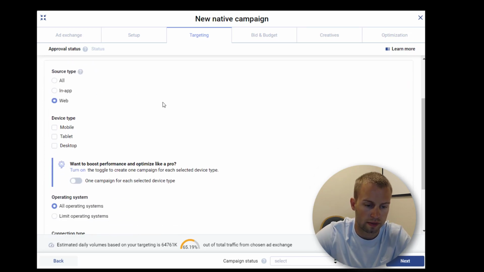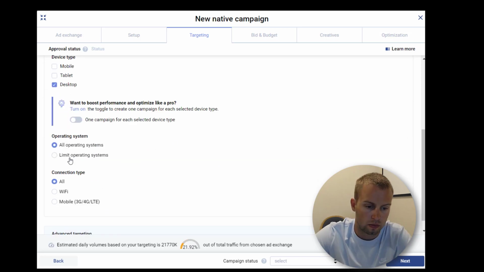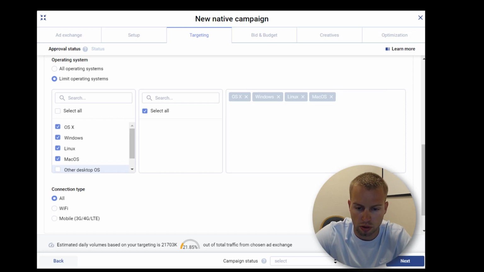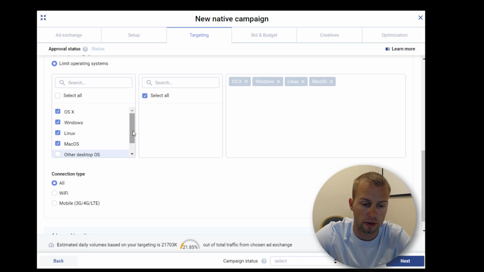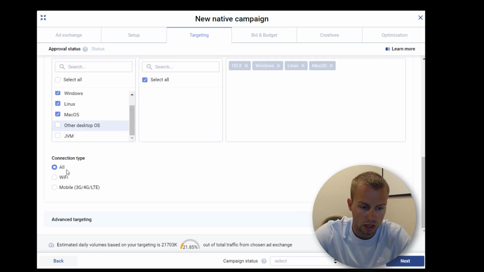I'm going to do web traffic. And then for this campaign, I'm just going to target desktop. And then I'm going to limit the operating systems. I'm just going to take these bottom two out. And then I'm just going to target these 4. You can do whatever you want. You can definitely target these 2. I just choose not to. Connection type, I'm going to go Wi-Fi or all. It won't change that much because anyone on a desktop is using Wi-Fi.